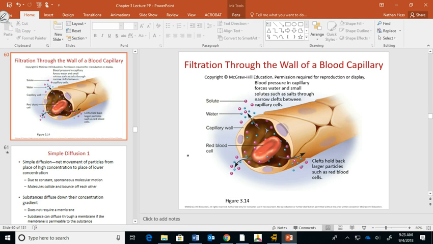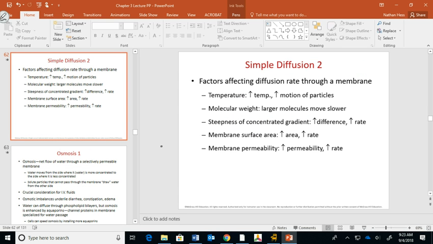Simple diffusion is our next one. Simple diffusion is, oops, I went too far.